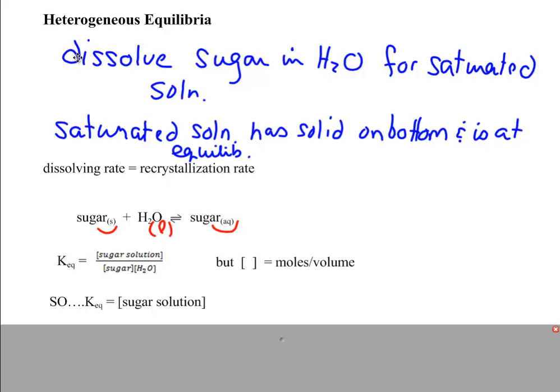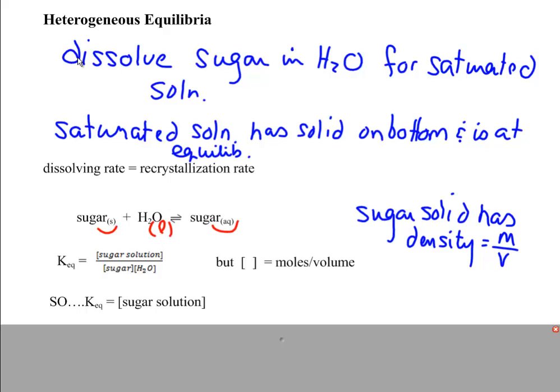Why is that? Well, sugar solid has a specific density, and that is the mass that we have divided by the volume it occupies. As the mass increases, so does the volume. As the mass increases, so does the moles. So this ratio stays the same, and the concentration doesn't change.